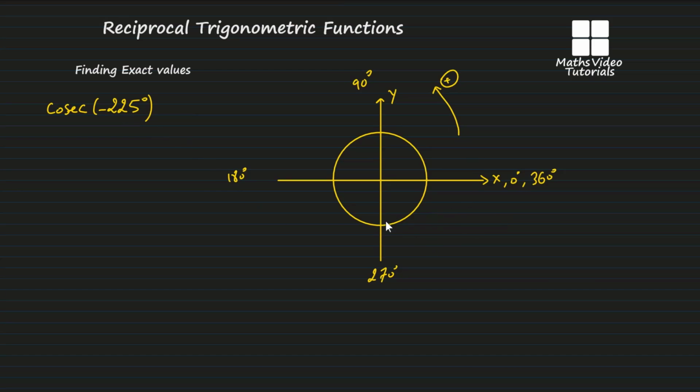Now, what does negative 225 mean? It means that we're moving in the opposite direction, so we're going this way. You always start from the positive x-axis. So this is 0, of course. This will be our negative 90 degrees. This is going to be negative 180 degrees. This one will be negative 270 degrees. And then closing the full circle, negative 360 degrees.